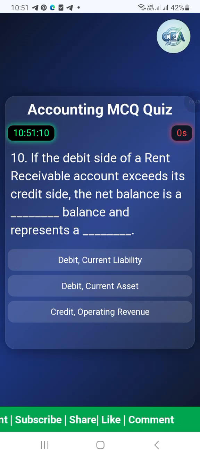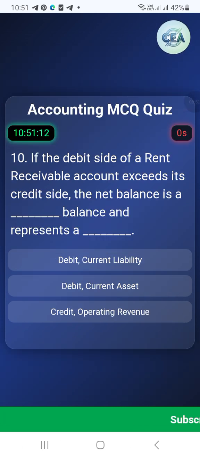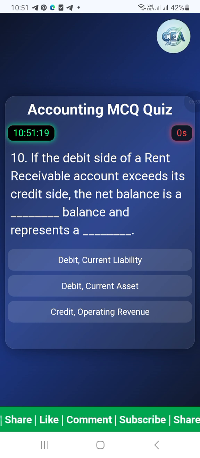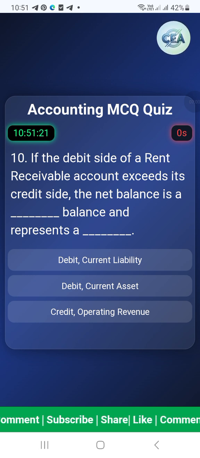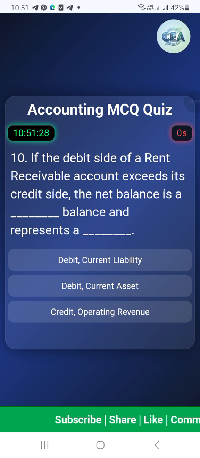10. If the debit side of a rent receivable account exceeds its credit side, the net balance is a blank balance and represents a blank. Option 1. Debit, current liability. Option 2. Debit, current asset. Option 3. Credit, operating revenue.